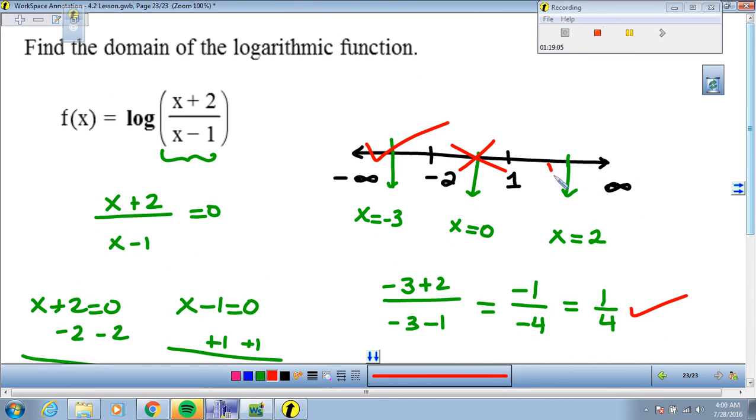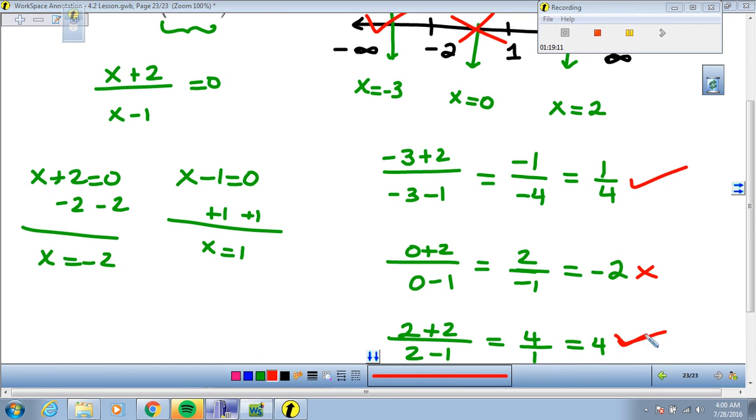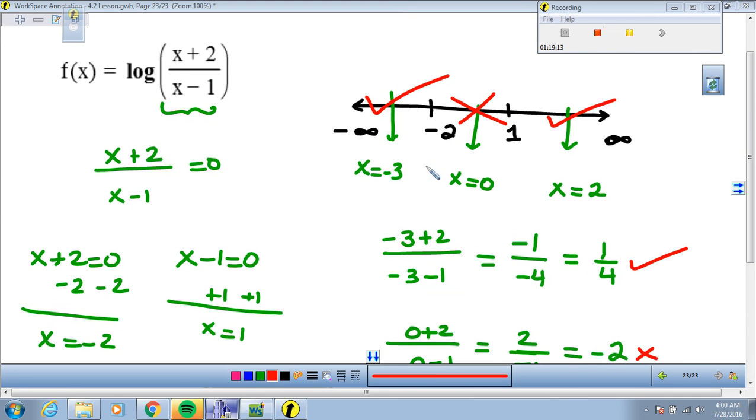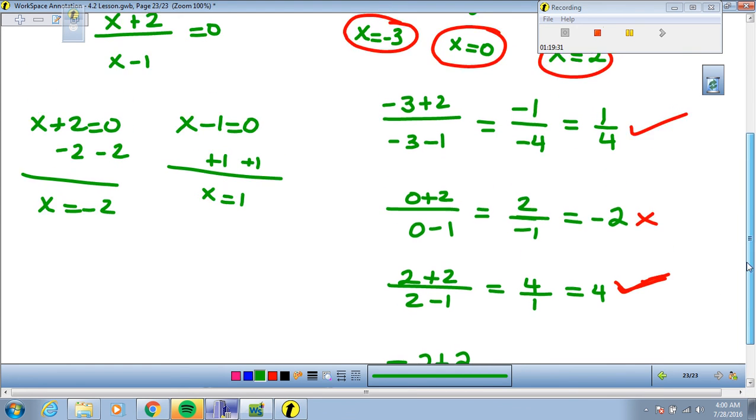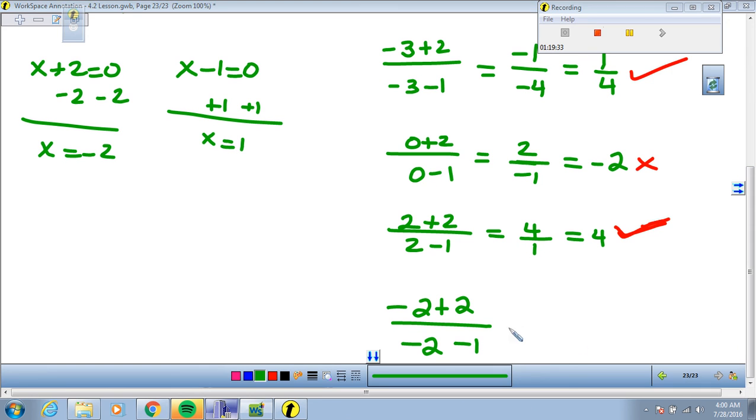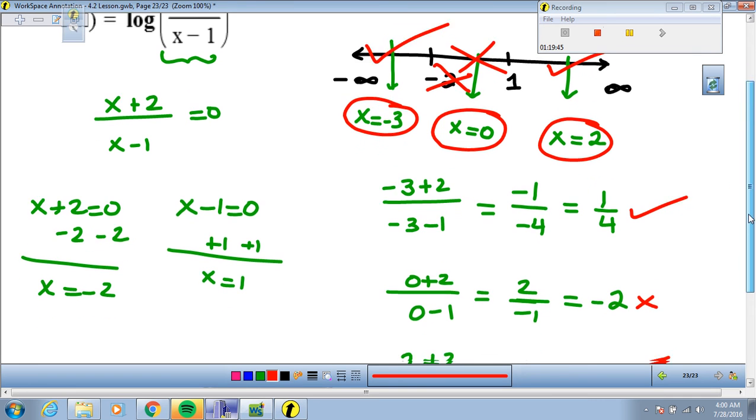But don't forget that we are supposed to check also what happens with the endpoints of my intervals. Okay? So we substituted this one. I also want to know what happened with the negative 2 and with the 1. So let me do it here. Negative 2 plus 2 divided by negative 2 minus 1. So 0 divided by negative 3. 0 divided by any number is 0. Remember, we cannot have the number 0. So this, more than likely, is not going to work.